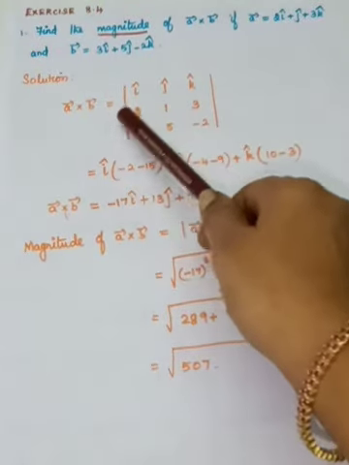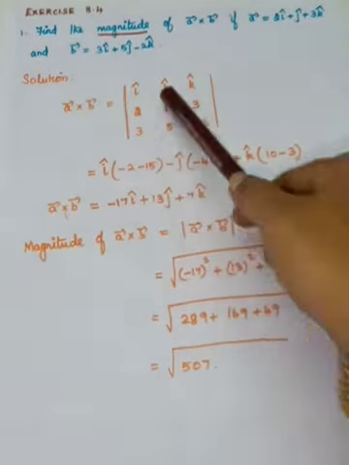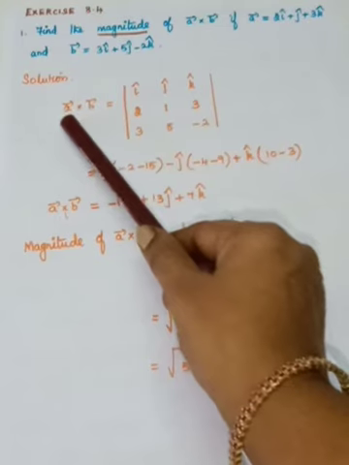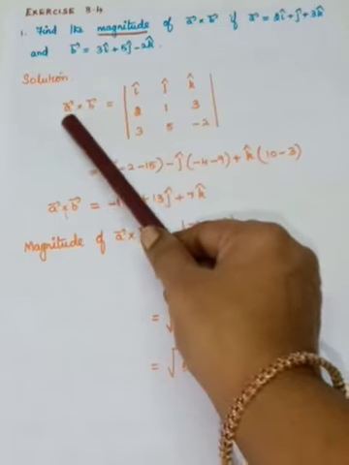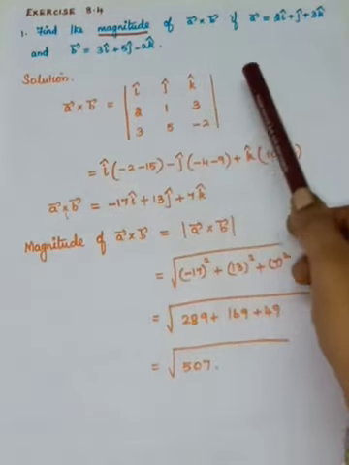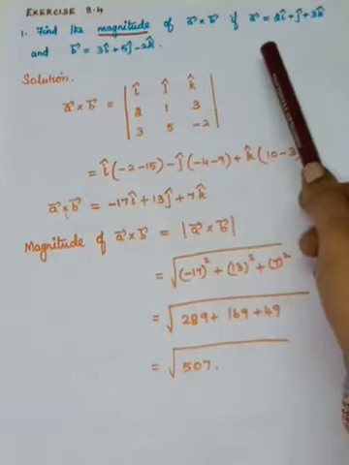So A cross B is a determinant. In the first row I have written ijk, and whichever vector comes first, its components you have to write as the second row. So the components of A vector are 2, 1, 3, that is the i component, j component and k component. And the second vector is B vector, so write its components 3, 5, minus 2. And you know how to evaluate the determinant.